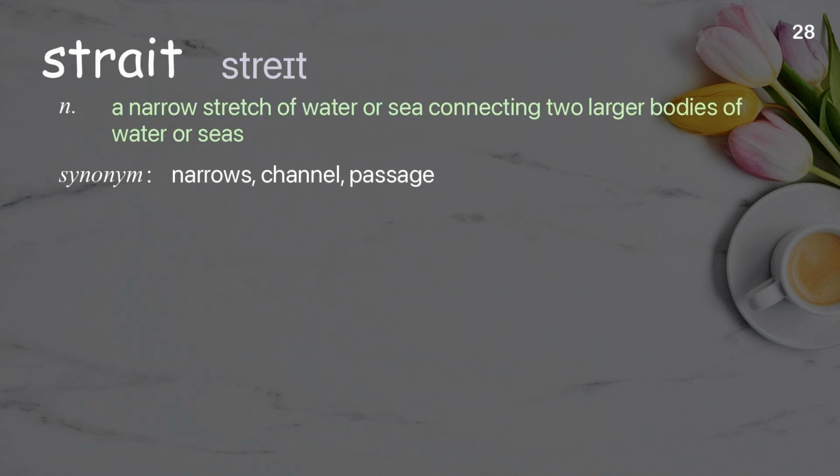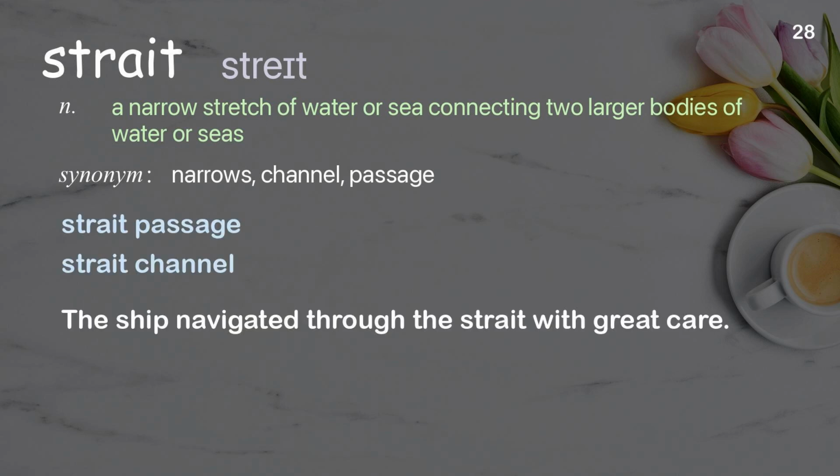Strait. A narrow stretch of water or sea connecting two larger bodies of water or seas. Examples: Strait passage. Strait channel. The ship navigated through the strait with great care.